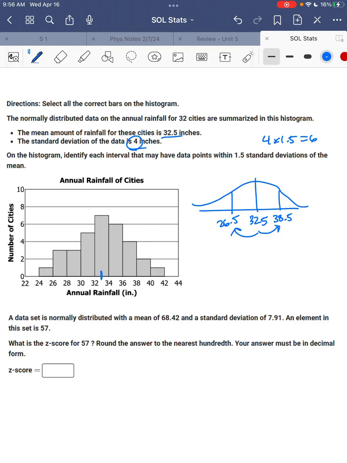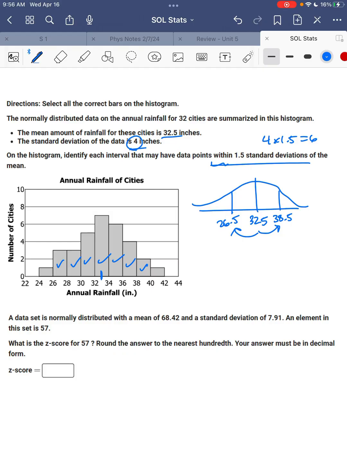So I'm going to have to choose all the bars that would have numbers in this area. So I would choose 26.5 as my beginning. So I would choose this bar, all of these, and up to 38.5. So 38.5 would definitely include something in here. So you basically would click on all those things. So the understanding though is like this part right here.